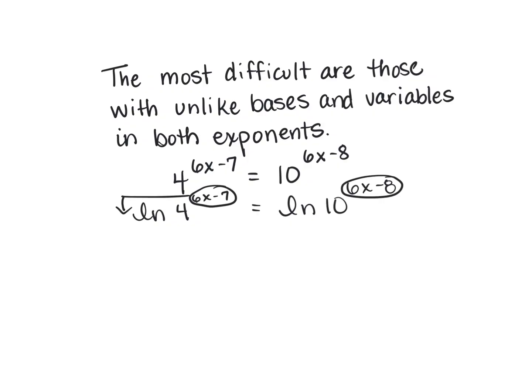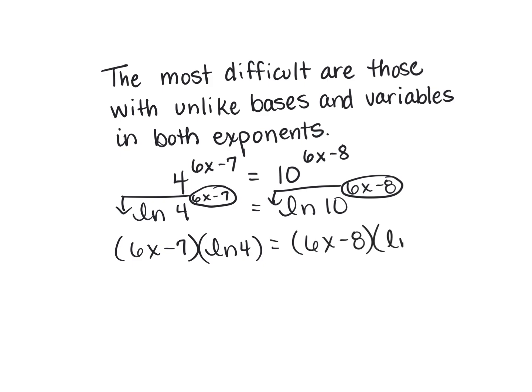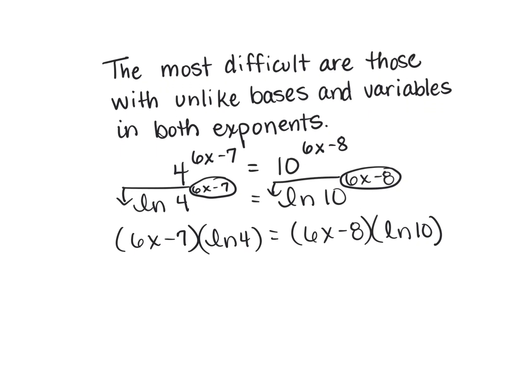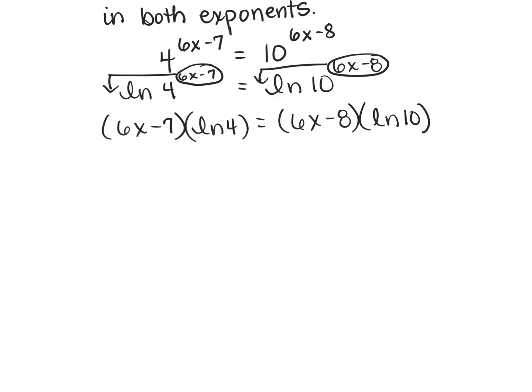So both of these are going to come out front. So we're going to have 6x minus 7 is brought out front. And then we have the natural log of 4, which also goes together. And then we're going to have 6x minus 8 and the natural log of 10. Now, there are many, many ways to do this question. In my experience, students like to go ahead and change the natural log of 4 into a decimal and then the natural log of 10 into a decimal. I don't do it that way, but if you like the decimal versions, then that's probably going to be best for you.